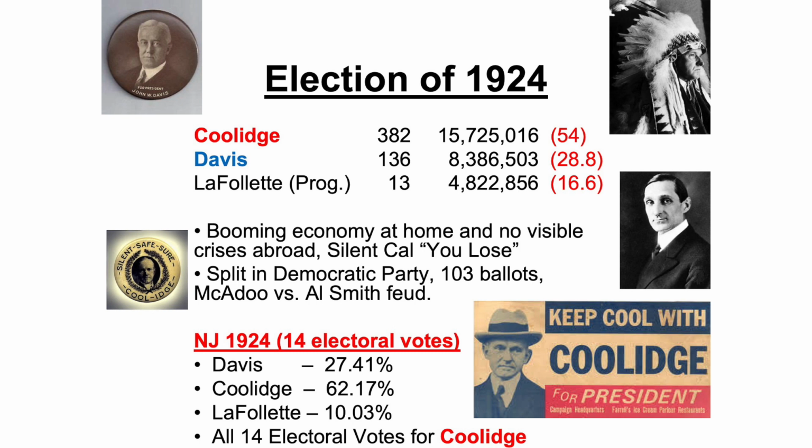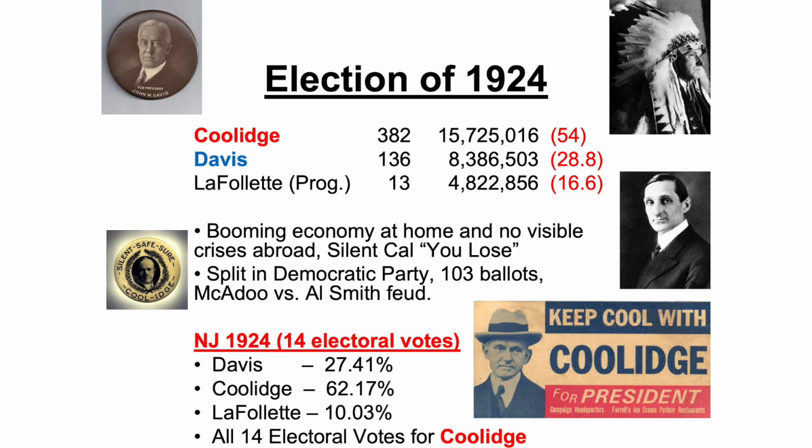The fight was between McAdoo, the pro-Klan member of the party, who was the former son-in-law of Wilson, having married one of Wilson's daughters, and Al Smith, the Catholic from New York, who was connected with Tammany and a lot of corruption as well, but he was the first Catholic candidate. He tried to get the nomination that year, but because of the shenanigans from McAdoo, he was not able to get it. So Silent Cal won, and of course the famous story with Silent Cal was somebody said they couldn't get him to say 2 words, and he said, "You lose."